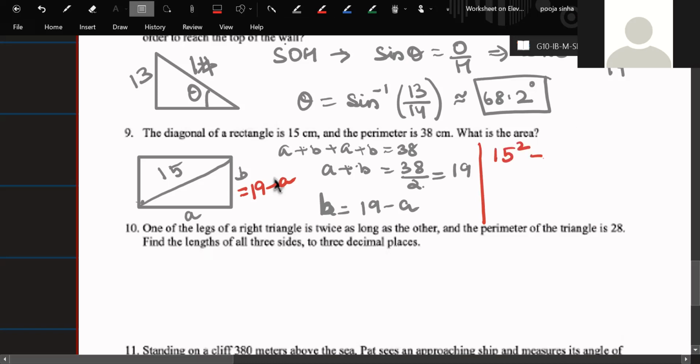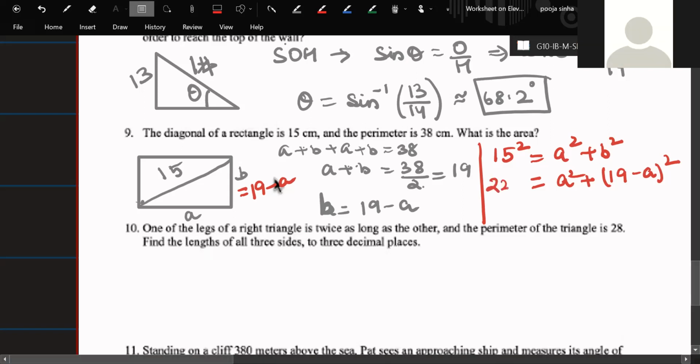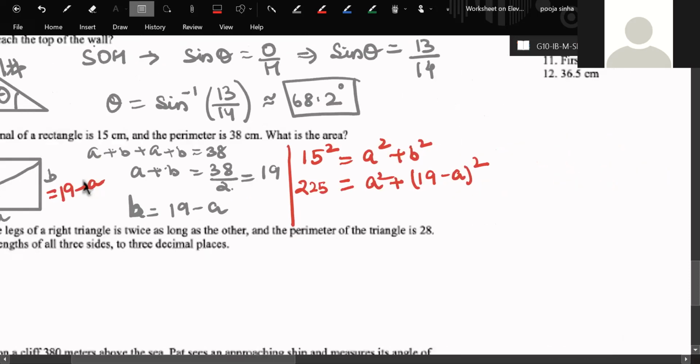Now, 15 square is equal to A square plus B square? Yeah. Which is equal to A square plus, instead of B, can I write 19 minus A? And since there's a square, I put a square also? Yeah. 15 square equals A square plus 19 minus A whole square. 15 square becomes 225.